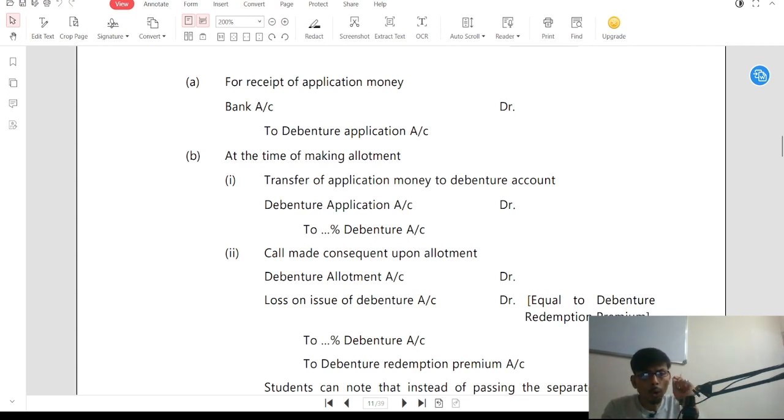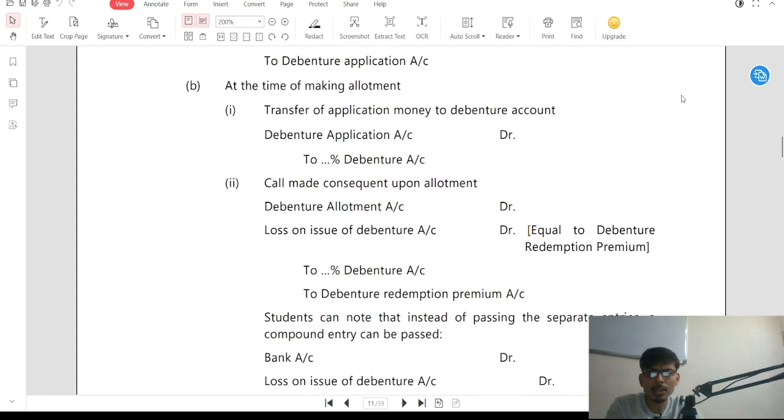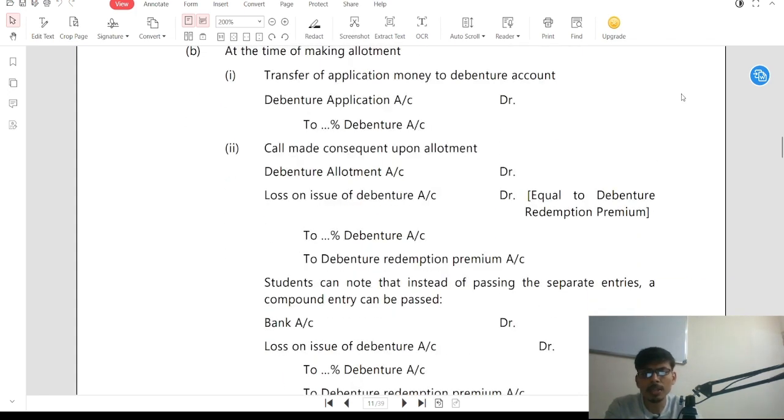Now, call made consequent upon the allotment. It means when we are going to adjust with respect to the debenture allotment, how will these be adjusted? It's a little bit easy. See, debenture allotment should be debited. It is like call made consequent upon allotment. It means when the allotment money is going to be due, what will be the journal related to this?